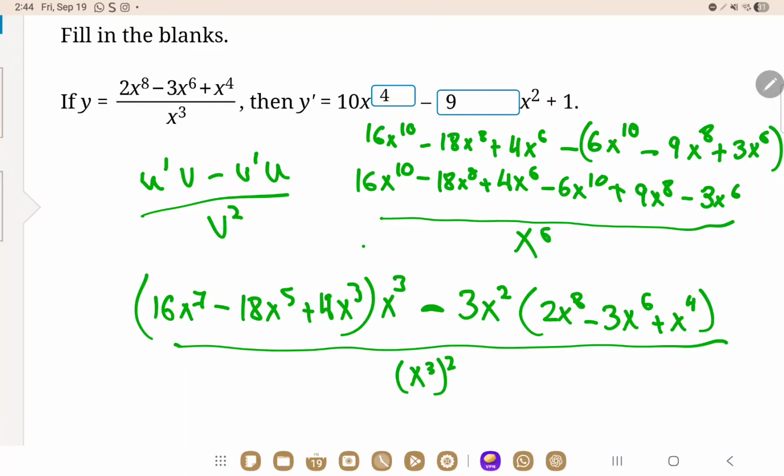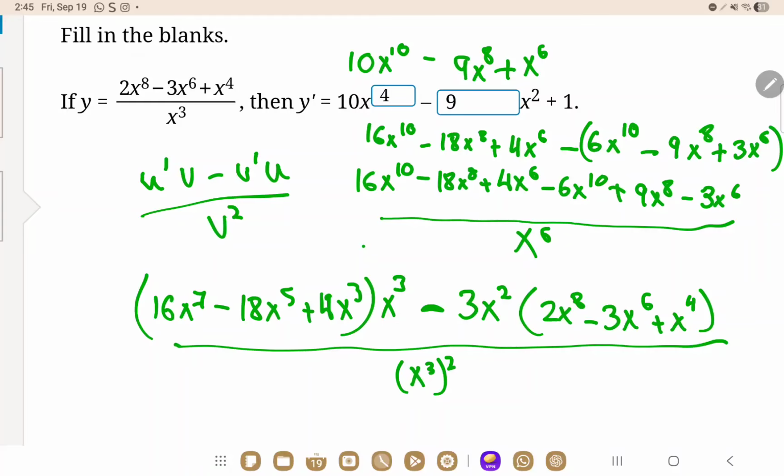Now let's simplify what we can. 16x^10 minus 6x^10 is 10x^10, and we have negative 18x^8 plus 9x^8, so it's minus 9x^8, then 4x^6 minus 3x^6, so it's plus x^6. This is all over x^6, by the way.